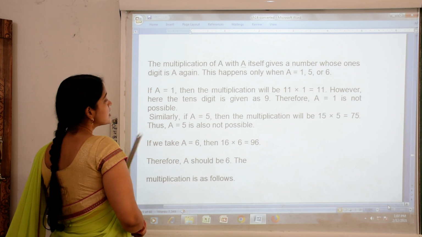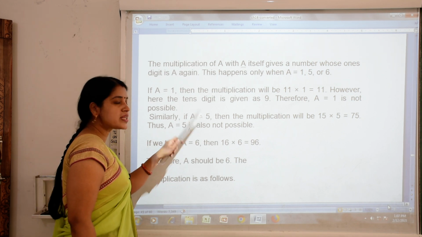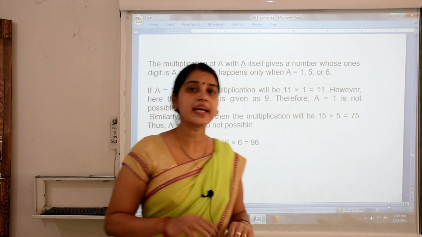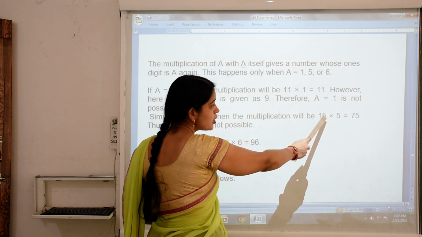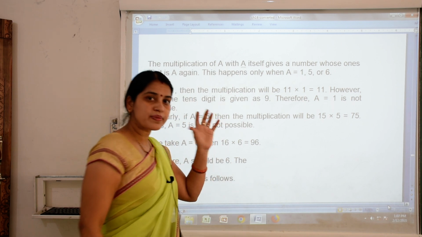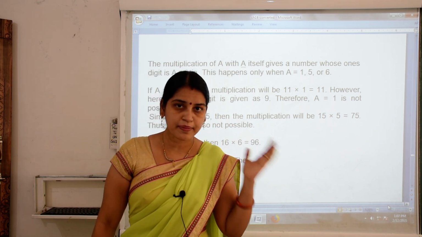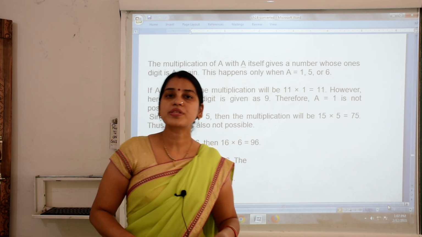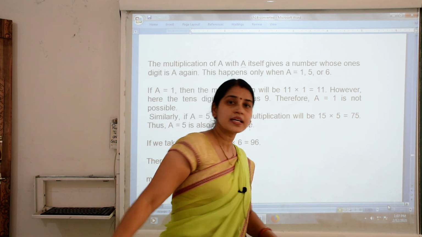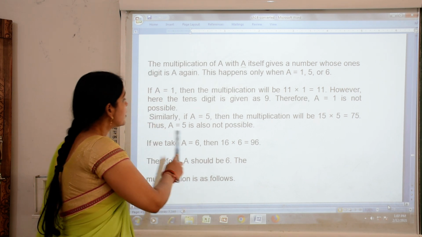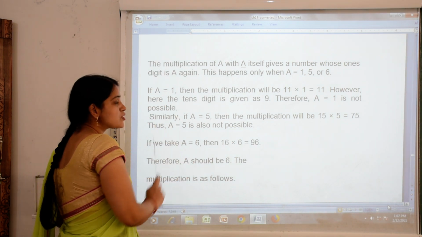Now the second case. In the second case, if we choose a equal to 5, now we are taking a as 5. In that case we have 15 into 5, because the tens digit already has 1 mentioned and you are choosing a as 5. So it is 15 into 5. It comes to 75. But again it is not possible.